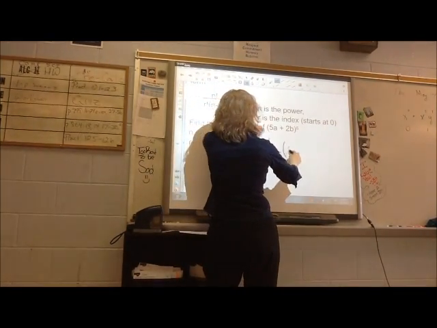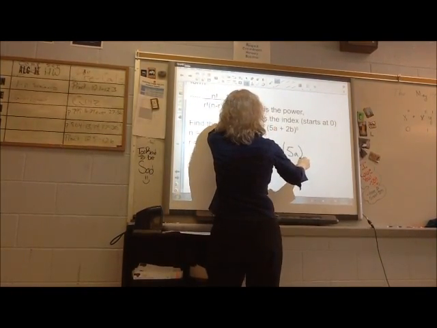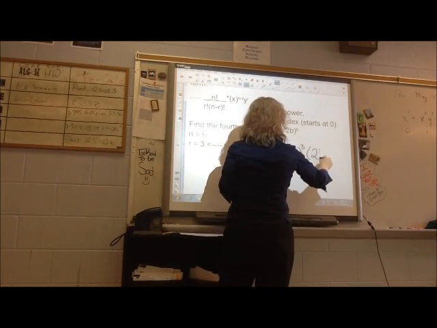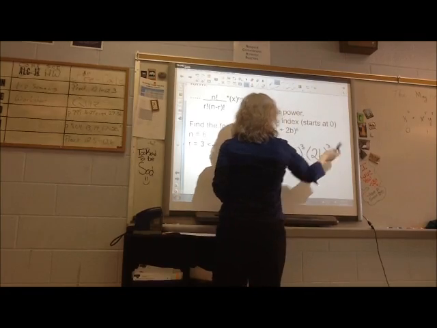Times your first term to the n minus r, so that's 3. And your second term to the r, which is also 3.